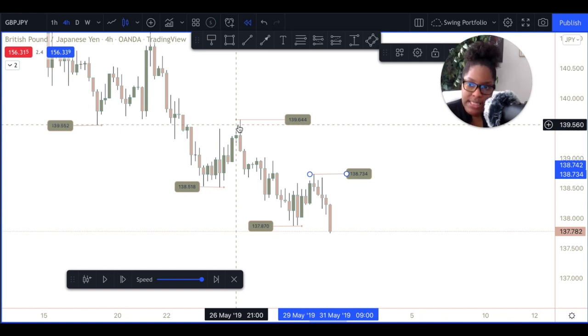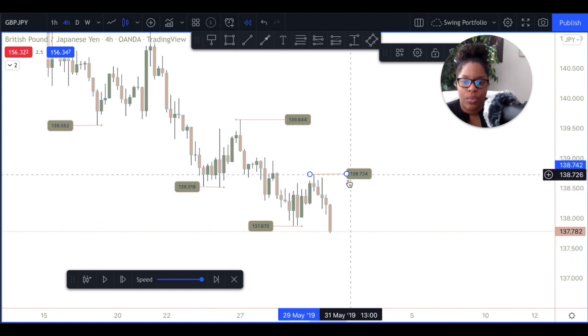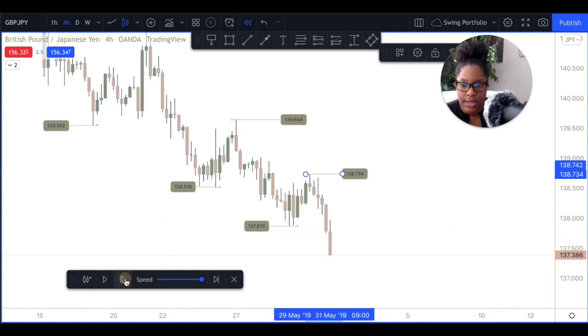Once again, the focus is not on entry. Sometimes you got to separate the entry from the actual trend. Because if you were trading this, if you were being the seller, you will be making your money on the way down. Now I want to see if we can get another pullback, if we can stay below 138.734.